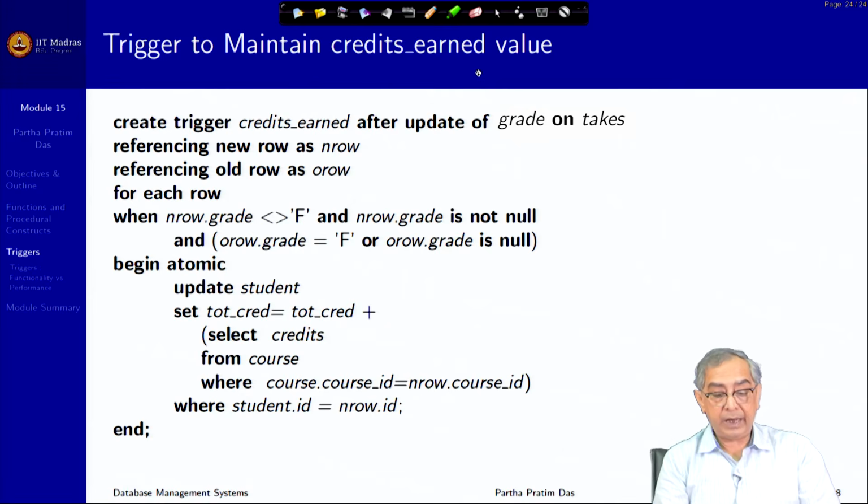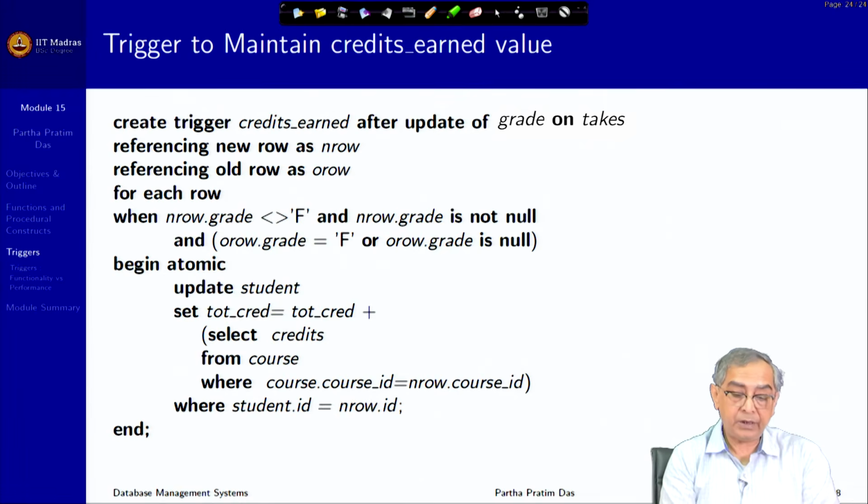There is another, slightly more detailed example which I will leave for you to read while you work and figure out what it is doing. It is pretty simple, straightforward. It is trying to compute the total credit of a student based on pass or failure.